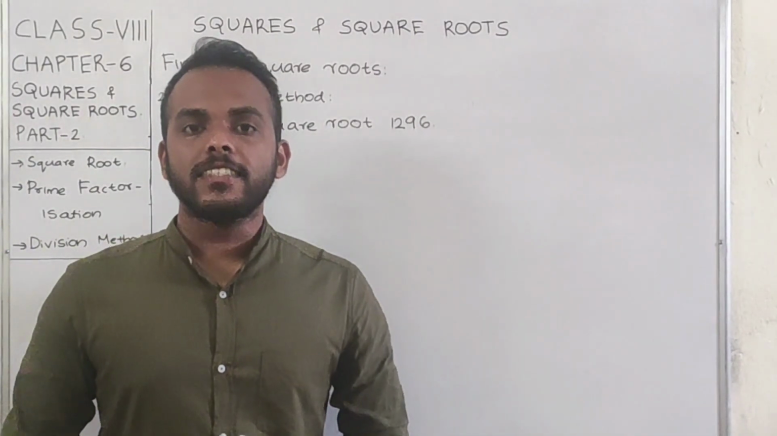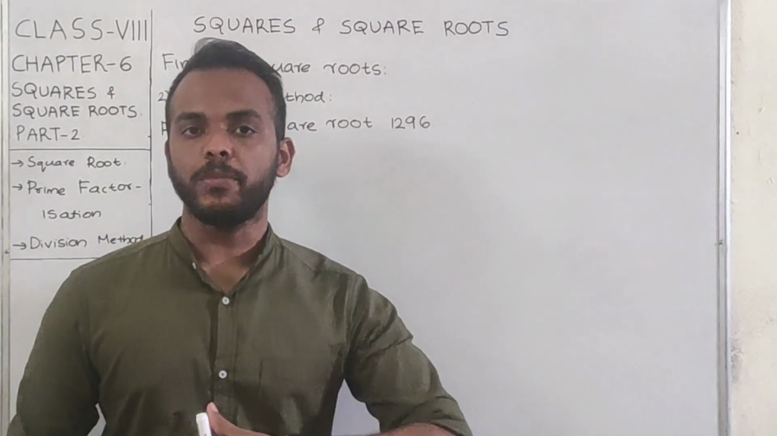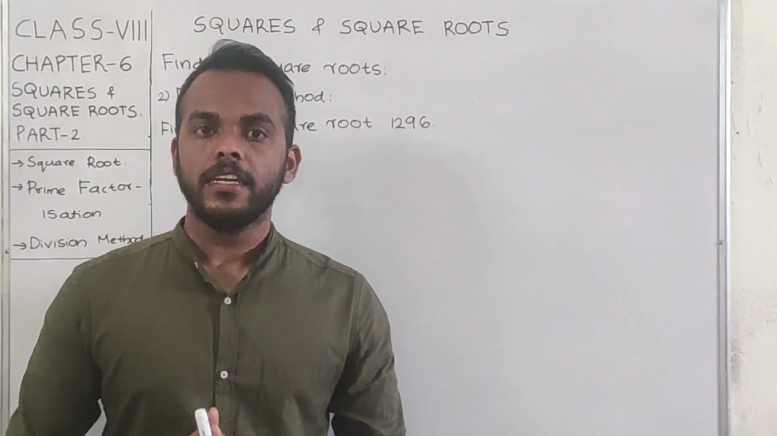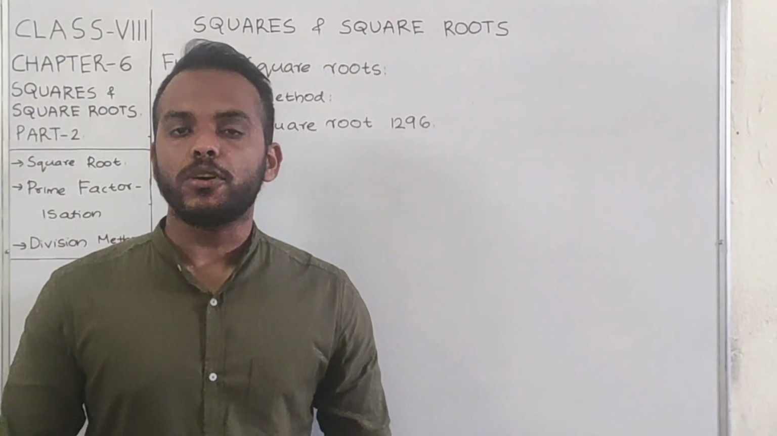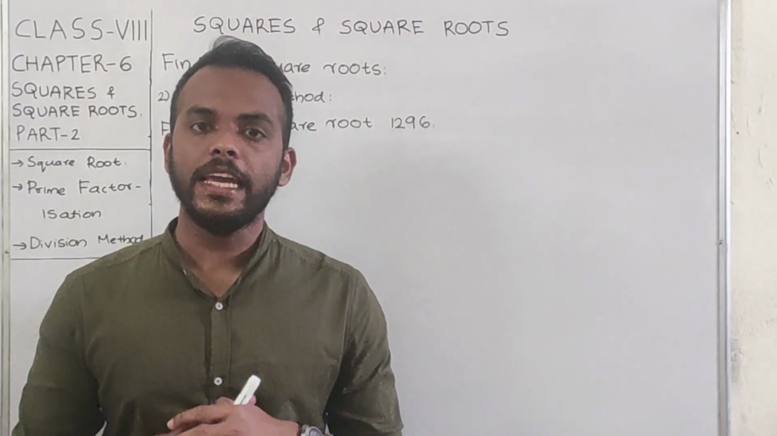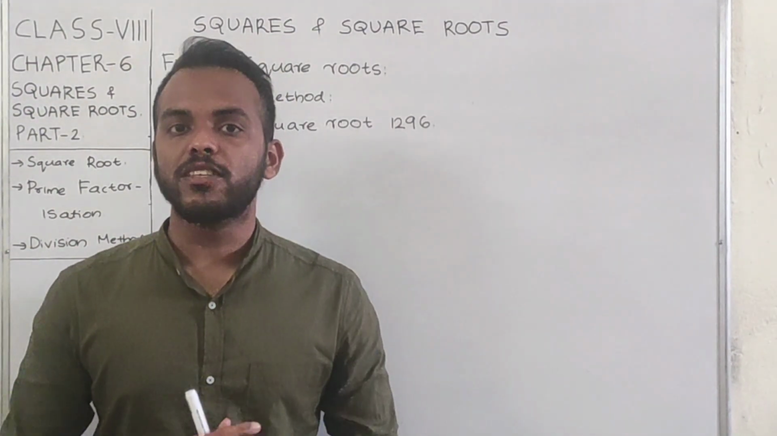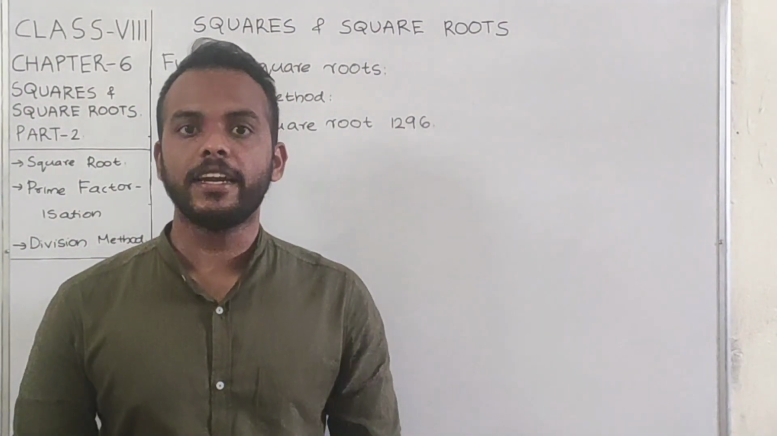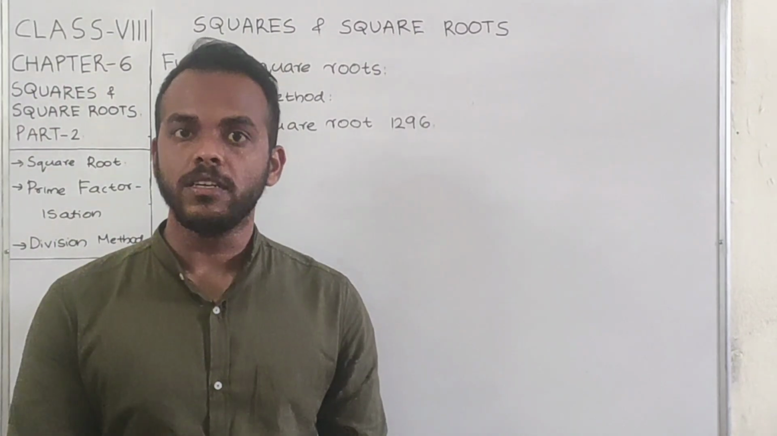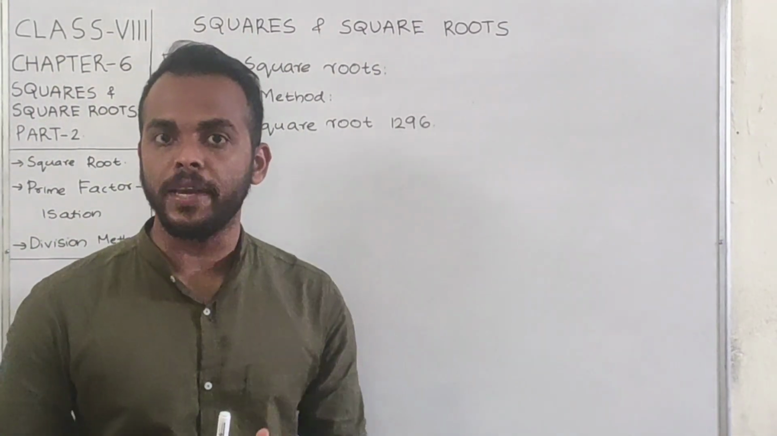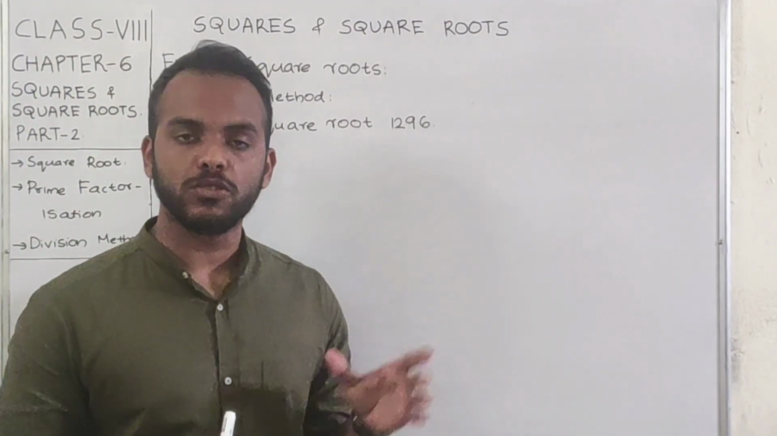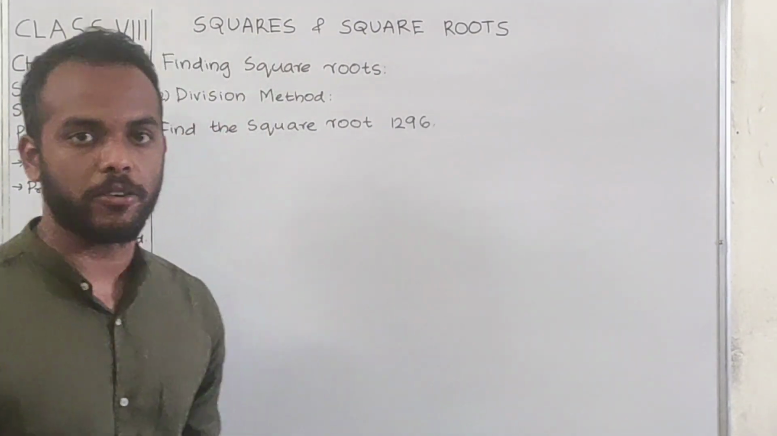So we have discussed how to find the square root of a number using the prime factorization method. Now let's move on to the next important method, finding the square root using the division method. In this method, we can find the square root of any number, let it be a perfect square, not a perfect square, or any sort of number. We can even approximate the value of the square root in this particular way.